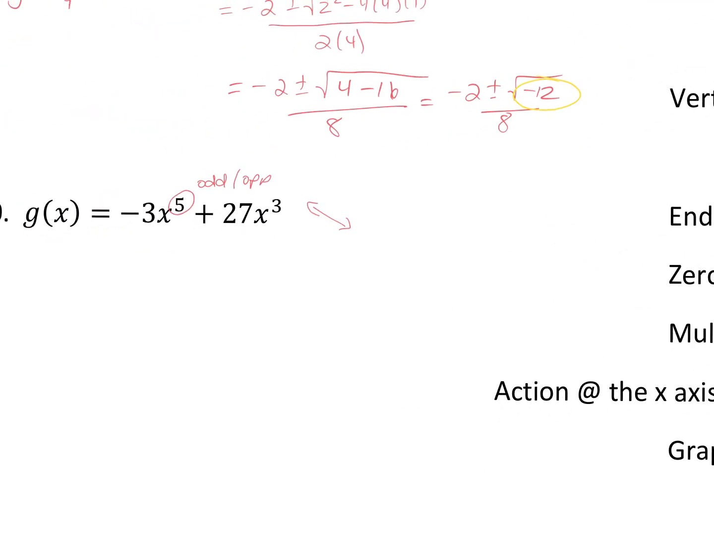Now zeros, multiplicity, action at the x-axis, right? What that means is what is happening at the x-axis. I'm picking on you, I know, just because you told me you've never heard that before, so just making sure you hear me. At the x-axis, if you see something an odd number of times, it's going to cross through. If you see a 0 an even number of times, it's going to bounce off. It's going to touch and turn.